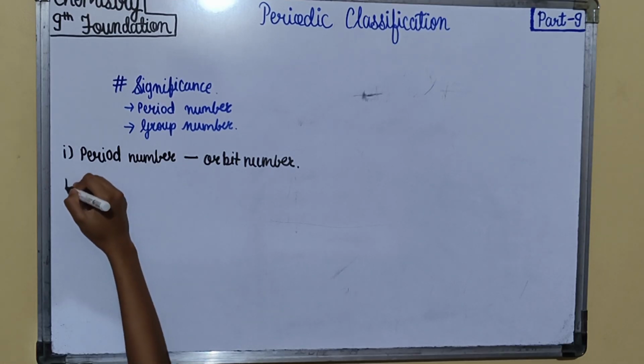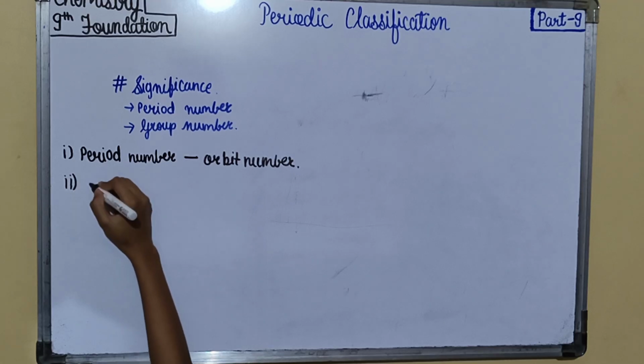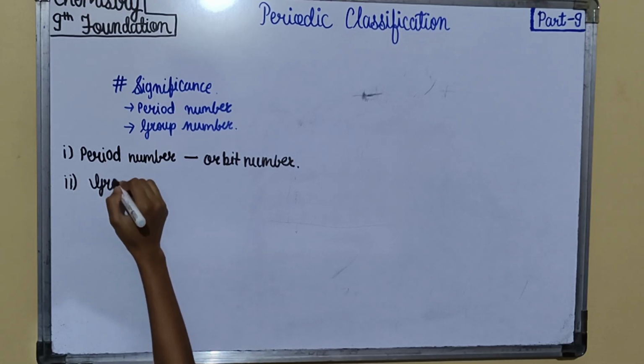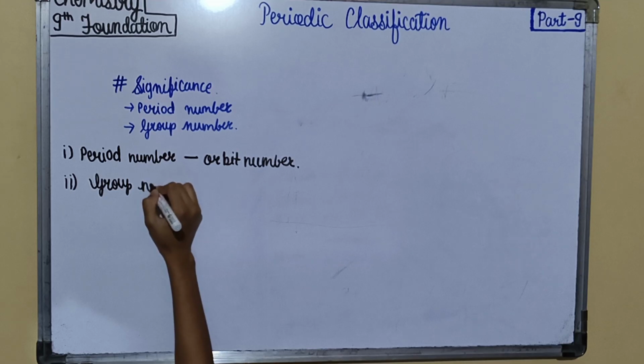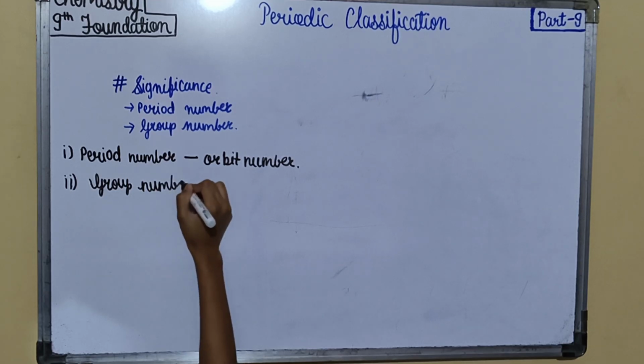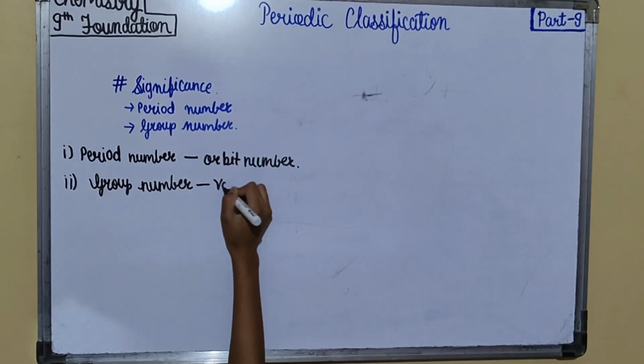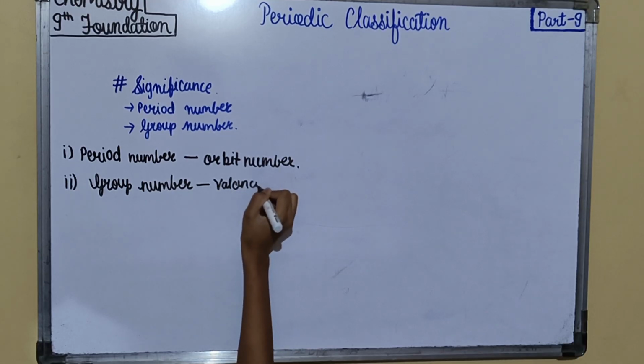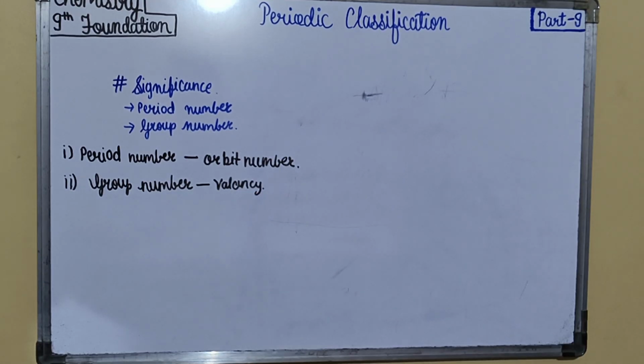Second is group number, valency. The group number of an element indicates the number of valence electrons present in the atom of that element. Example, nitrogen lies in 5th A group and it has 5 electrons in its outer shell.